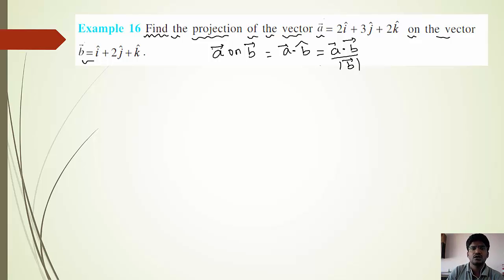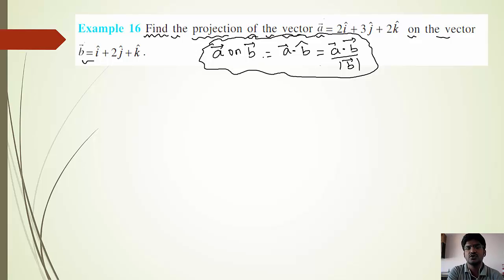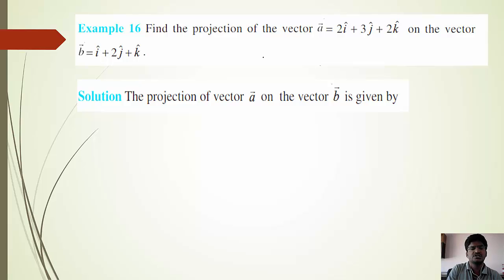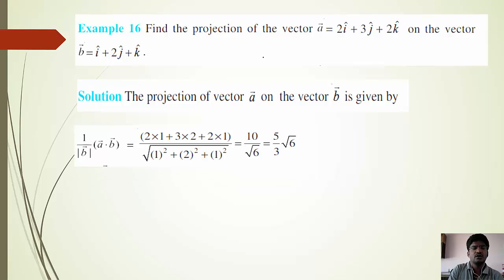Where I have solved this particular formula and I have also explained the observations of projection of one vector on another vector. So let us use this formula and let us simplify. See this. Projection of vector A on vector B is given by the formula, that is vector A dot vector B divided by magnitude of vector B.